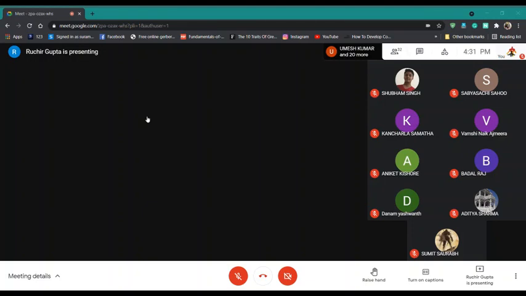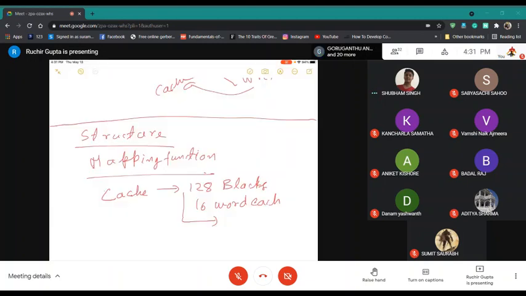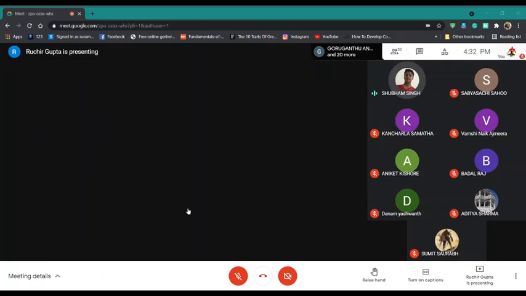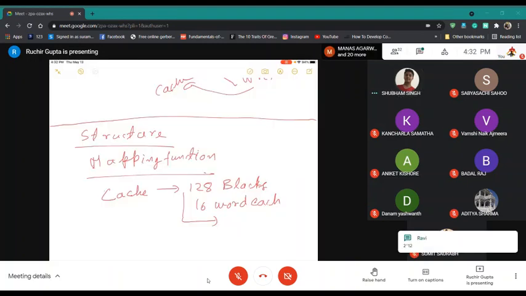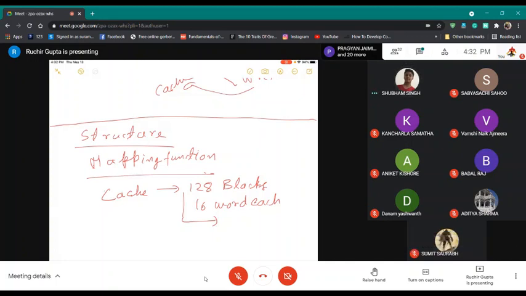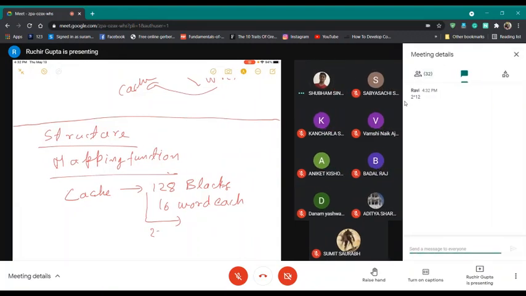16 words in 128 blocks would be? So word size we are assuming to be 8. Tell me in terms of words only, that is also fine. I am talking in terms of 128 into 16 words. So what will be that? That would be 2048. Yes, so this will be 2048. That you say is what? 2K words.